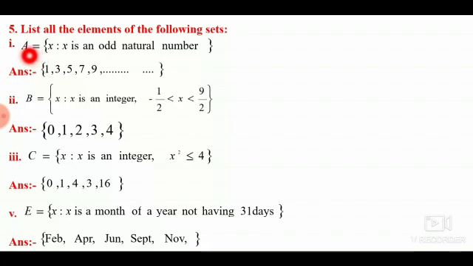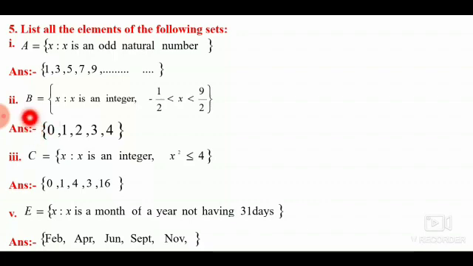x is an element of the set A. x satisfies the condition: x is an odd natural number. Now the number must be odd and it is a natural number. Therefore, the first odd natural number is 1, the second is 3, then 5, 7, 9, and so on. These are the elements of the given set.